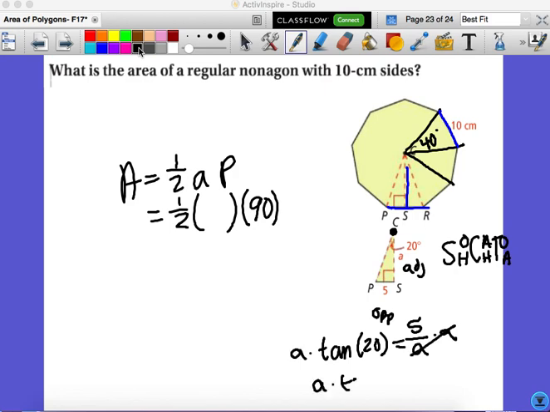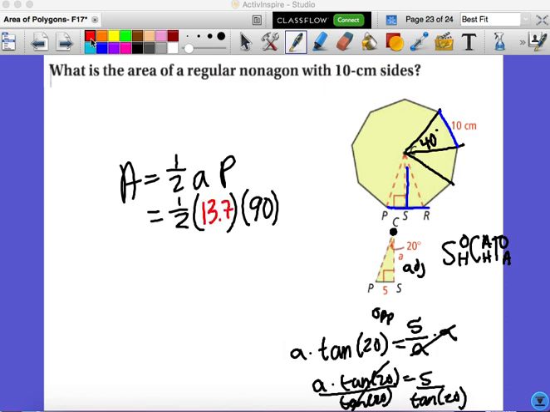So a times the tangent of 20 equals 5. Since a is being multiplied by something, we're going to divide by that something on both sides. Make sure, guys, before you type this in your calculator, verify that you are in degree mode. So 5 divided by the tangent of 20 gives you approximately 13.7.